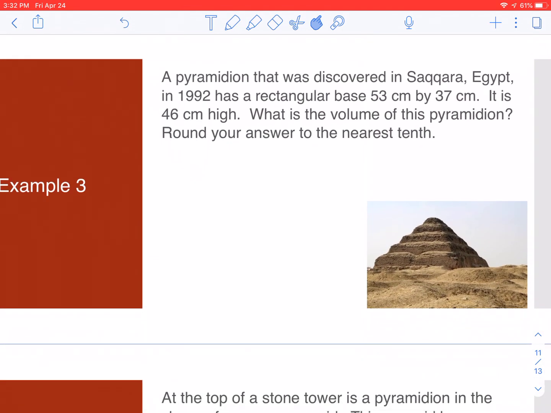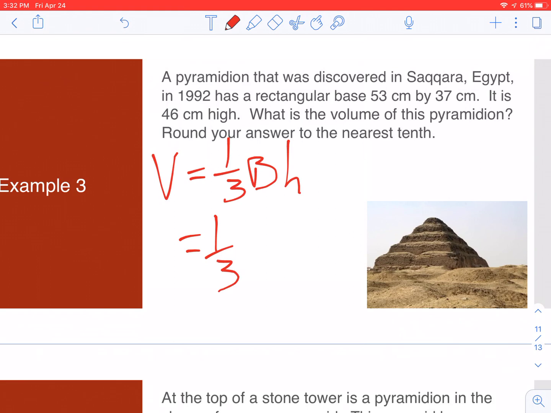Here's a word problem. For the pyramid, so volume is 1/3 area of the base times the height. 1/3 area of the base is 53 times 37. The height is 46. Multiply that all together and solve.